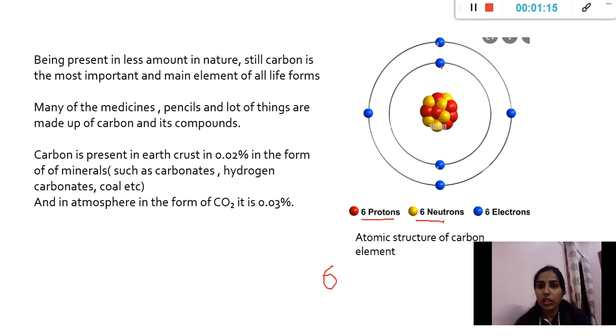In its innermost shell there are 2 electrons, and in its outermost shell there are 1, 2, 3 and 4. In its outermost shell there are 4 electrons, or we can say that there are 4 valence electrons in the outermost shell of a carbon atom.